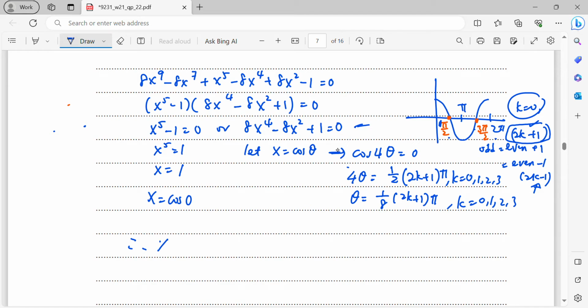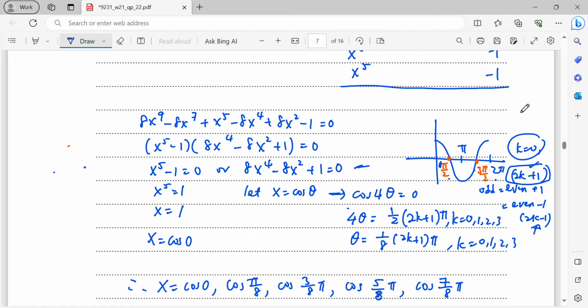Which means now, my x is going to be cos 0, then cos pi over 8. Because when my k equals to 0, I get 1 pi over 8. Then when my k equals to 1, I get 2 times 1 is 2. 2 plus 1, 3. So I get 3 over 8 pi. Then the next one is going to be 5 over 8. It will be always odd number in the numerator. Then lastly, cos 7 over 8 pi. Okay, so this will be the solution of this question.